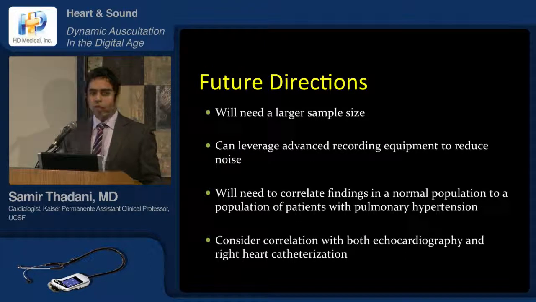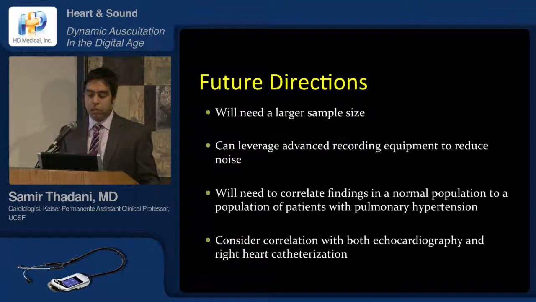In terms of future directions, first of all, this was a very small study of 20 patients, so definitely a larger sample size would be needed. With the newer generation of the Viscope device, certainly we could leverage that to improve the quality of the recordings and decrease the noise. And then we would need to correlate the findings seen here in a normal population to a population with pulmonary hypertension.